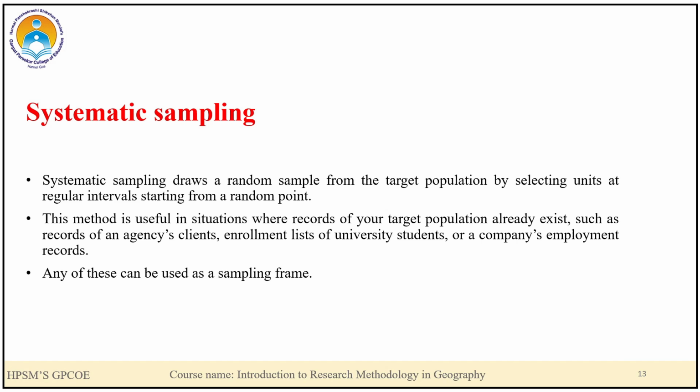Systematic sampling. A systematic sampling draws a random sample from the target population by selecting the units at regular intervals starting from a random point. This method is useful in situations where the record of your target population already exists, such as records of agency clients, enrollment lists of university students, or a company's employment records. Any of these can be used as a sampling frame.